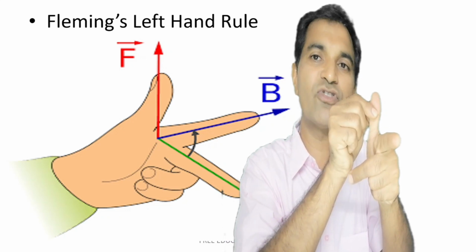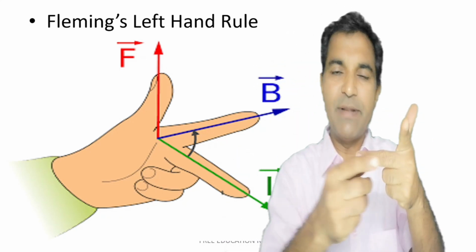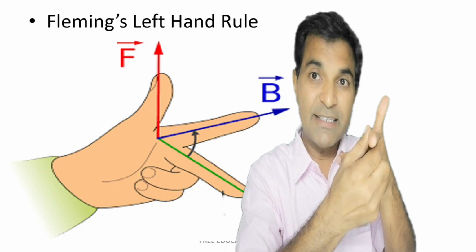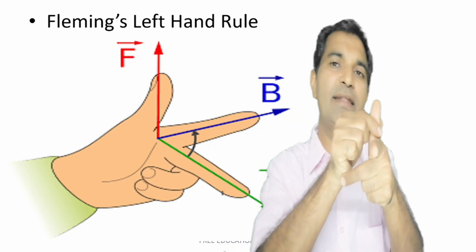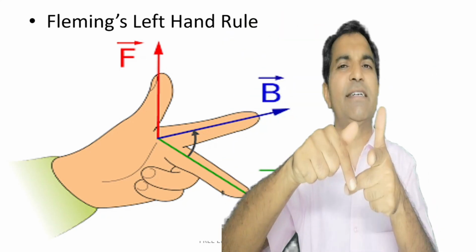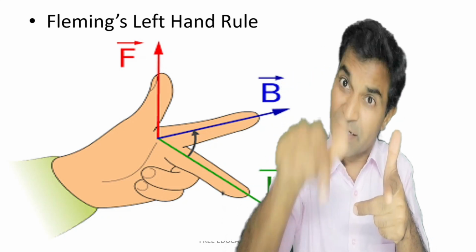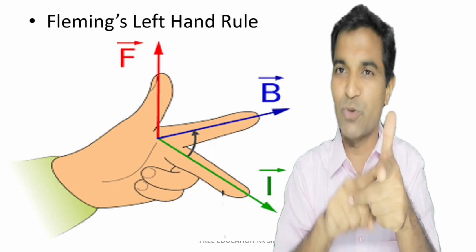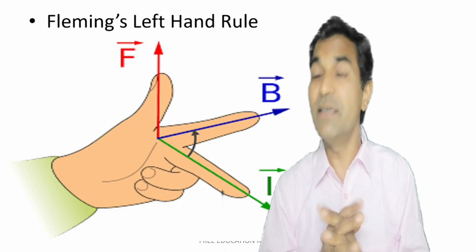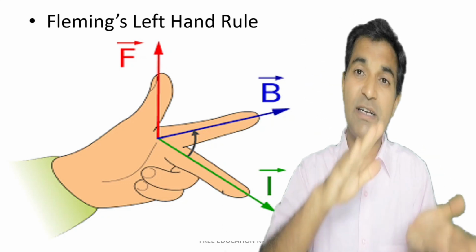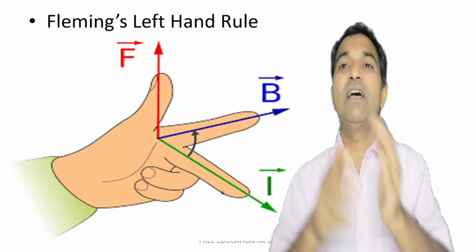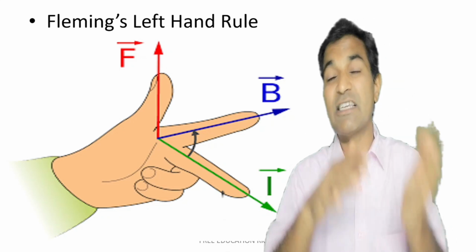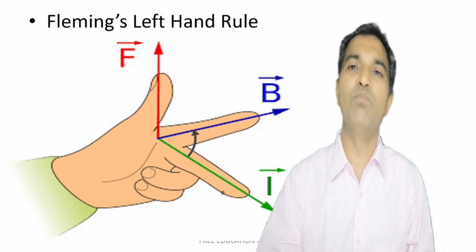thumb represents motion. Okay, so if the direction of current is given by the central finger, and the direction of the magnetic field is given by the forefinger, then the direction of the force which will be exerted on that conductor carrying current in a magnetic field will be given by Fleming's left hand rule. By the help of this rule, you can find out the direction of the force in which the conductor will experience a force so that it will start moving.